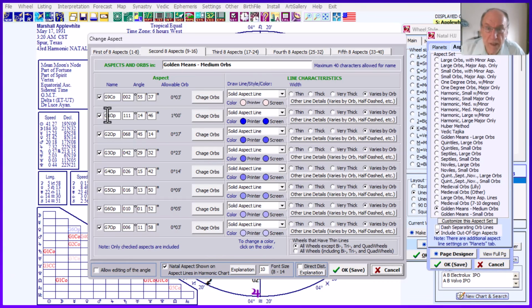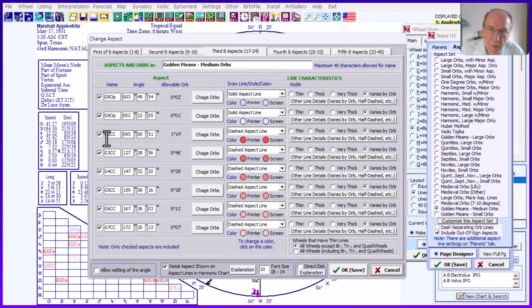And the same thing with the oppositions. The oppositions are blue, starting with that 111 degrees, 14 minutes, 46 seconds, and bright blue, and then a rich blue, and then it gets lighter and lighter as you go up the conjunctions.